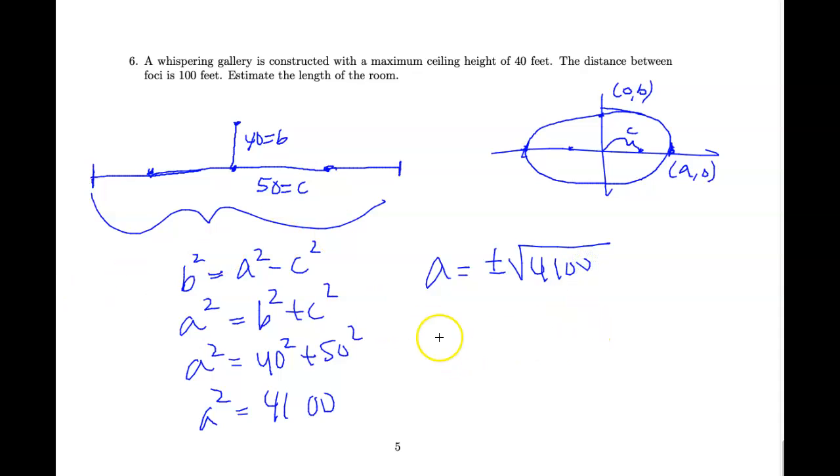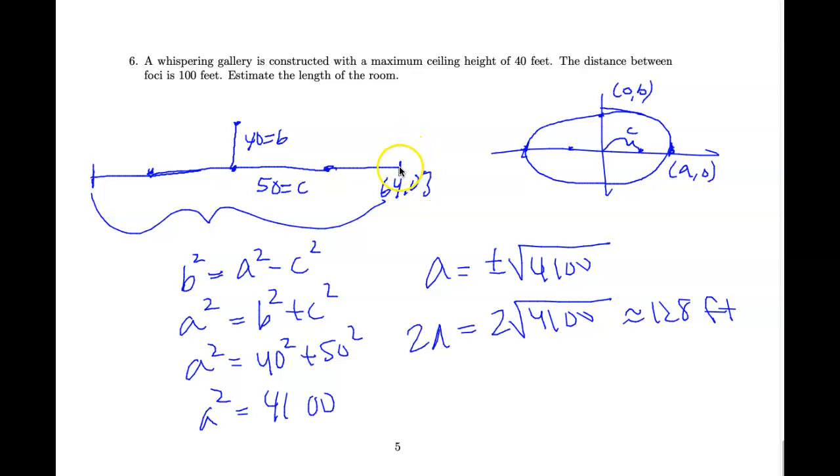We want the total length, so that's 2 times A. We won't need the negative, so 2 times the square root of 4100. If we were to round this, it would be about 128 feet long. The square root of 4100 is about 64, and when you double that, you get approximately 128.